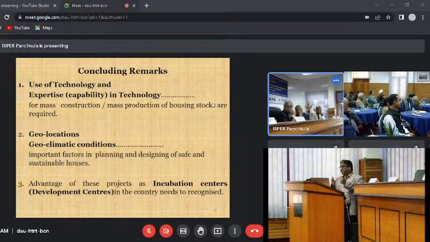Third thing is that once these projects are completed, they will become development centers in the country and will be recognized. That's why the name is given as Lighthouse. Lighthouse, they are just throwing the light.